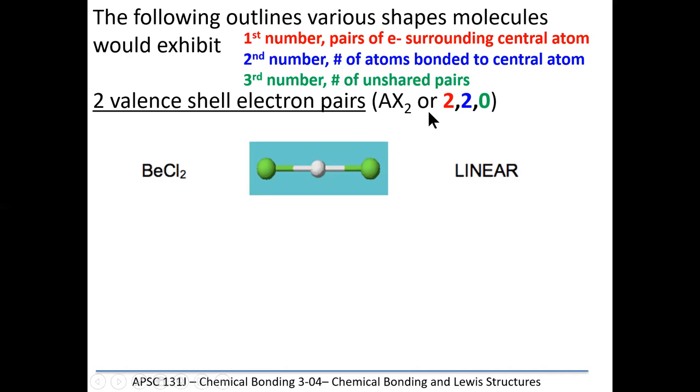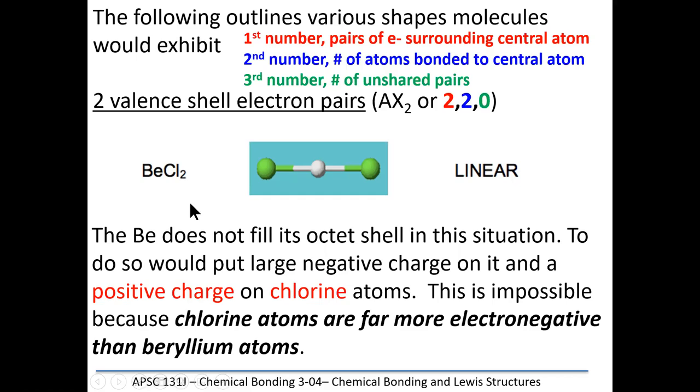So now the beryllium doesn't fill its octet shell in this situation. To do so would require making the chlorines, in this case, have a positive formal charge, and that's impossible because chlorine is more electronegative than beryllium. So that's why, for instance, you cannot make a beryllium chloride molecule by filling that octet.